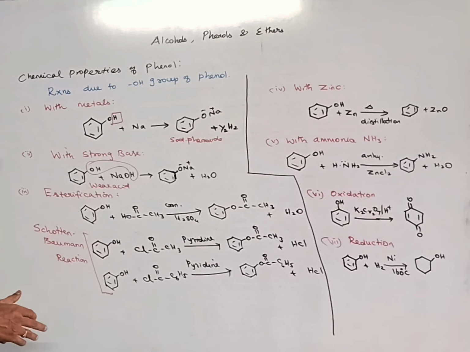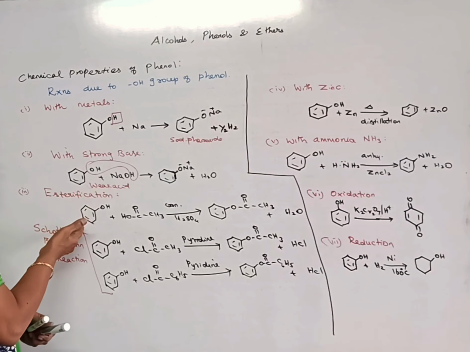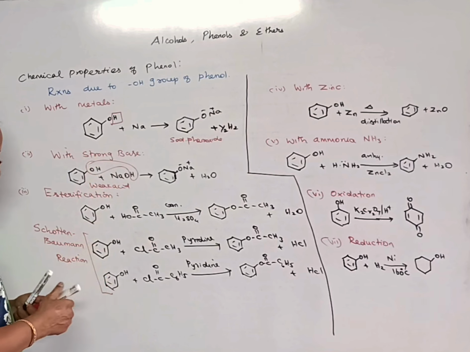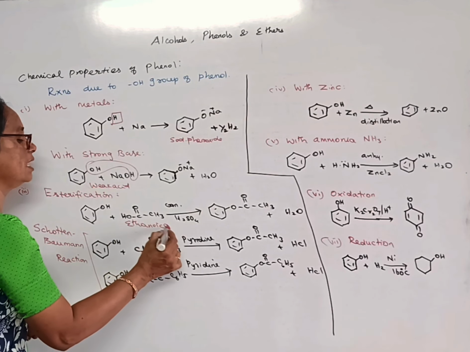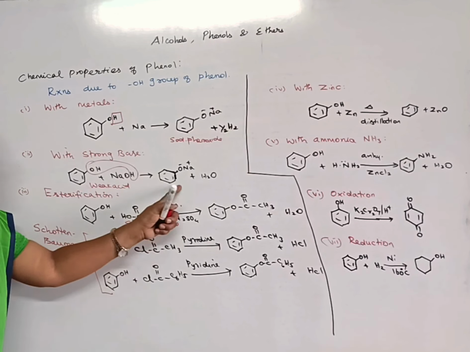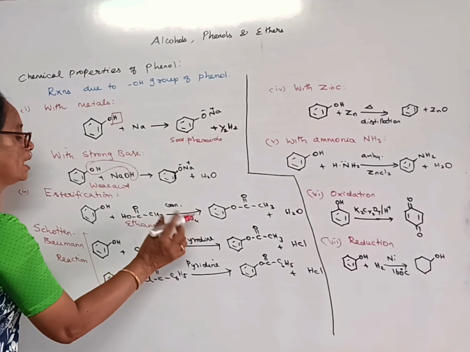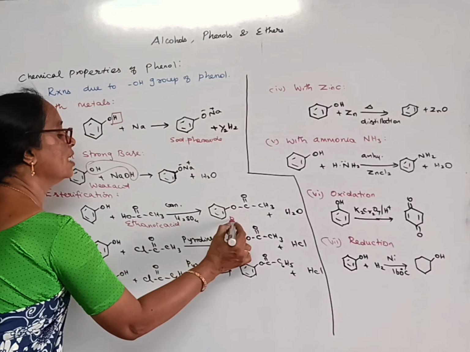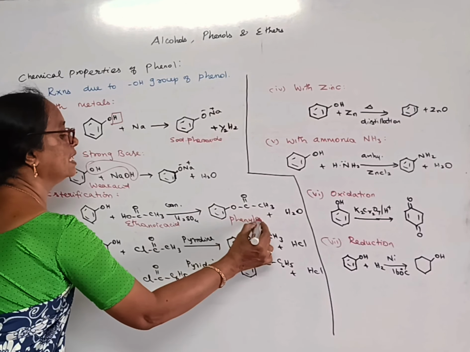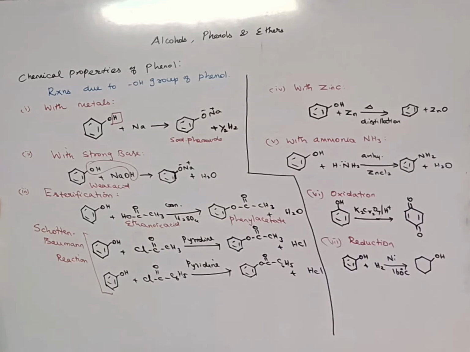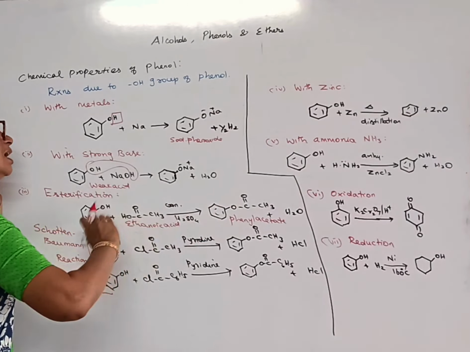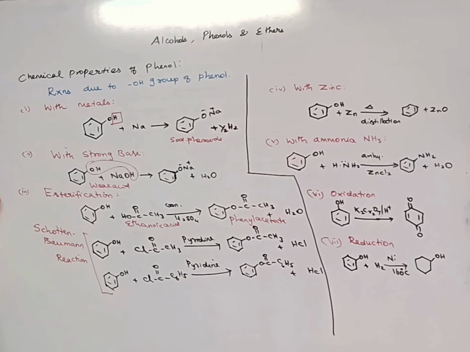Next reaction, esterification. Just like alcohols, phenols also undergo esterification. If C6H5OH reacts with acetic acid, or you can say ethanoic acid, in the presence of concentrated sulfuric acid, we will get phenyl acetate, and the water will be absorbed by concentrated sulfuric acid. So the reverse reaction will be prevented.